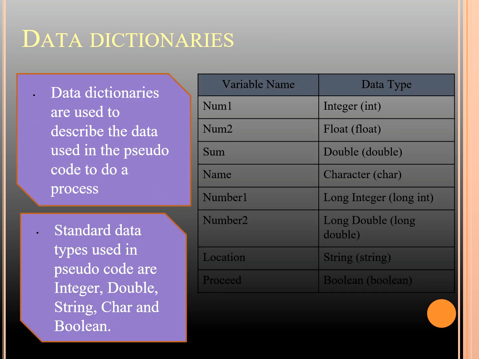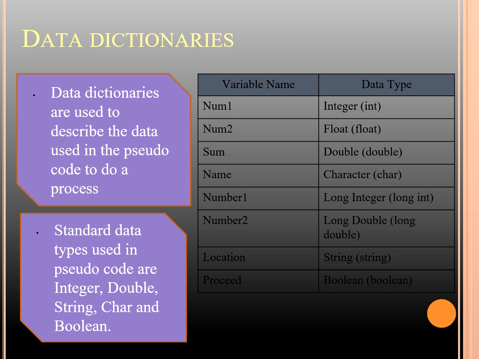We have here data dictionaries. The data dictionary is used to describe the data used in pseudocode to do a process. Standard data types used in pseudocode are integer, double, string, char, and boolean.